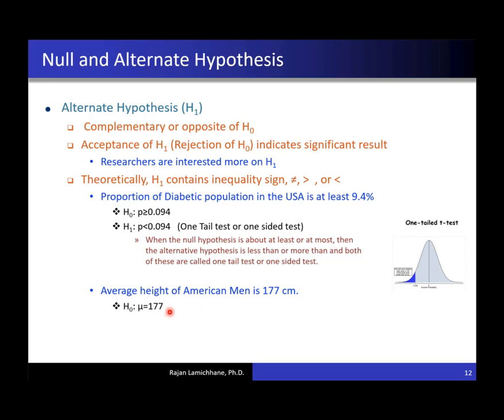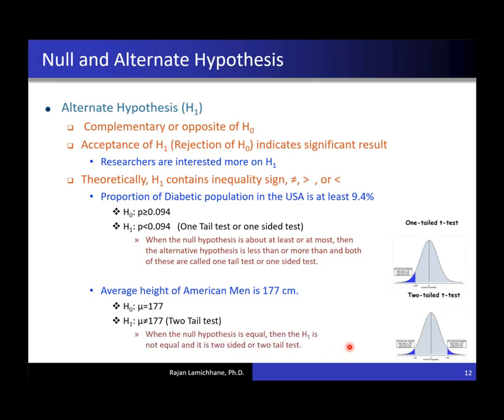Once it is a null hypothesis, then the alternate will be the opposite of equal, which is not equal. So the alternate will be the average height is not equal to 177. When we say not equal to, then we look at both sides. Remember that not equal means it could be less than 177, it could be more than 177. So we are looking at both sides, and when you have a not equal sign in the alternate hypothesis, it is called the two-tailed test.